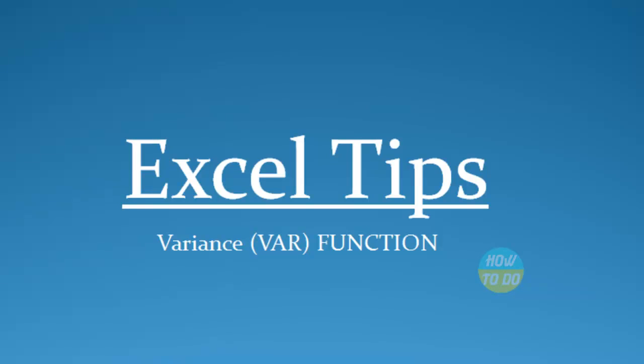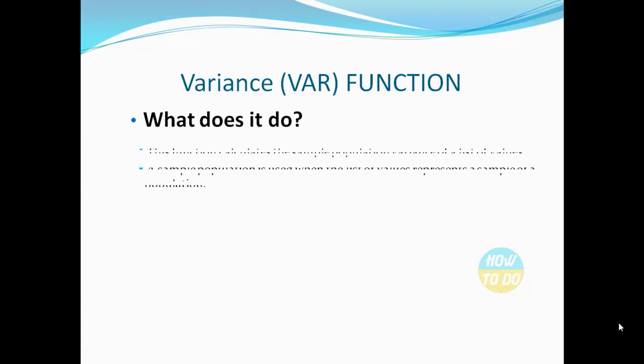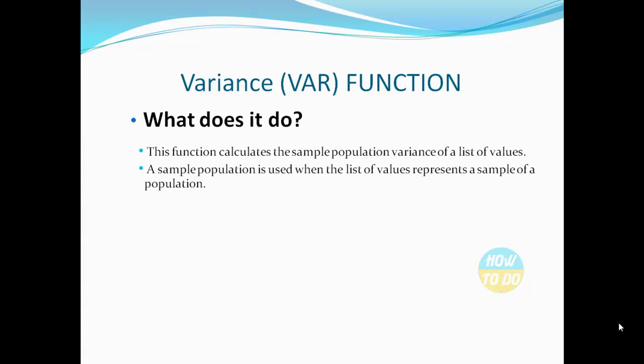Today in our Excel tips, we're going to learn about a new function called Variance, the VAR function. Now let's see what this Variance function does. This function calculates the simple population variance of a list of values. A sample population is used when the list of values represents a sample of data.